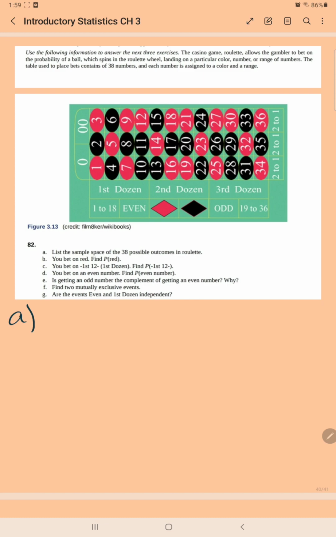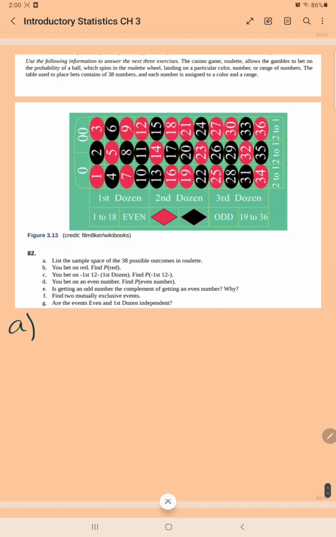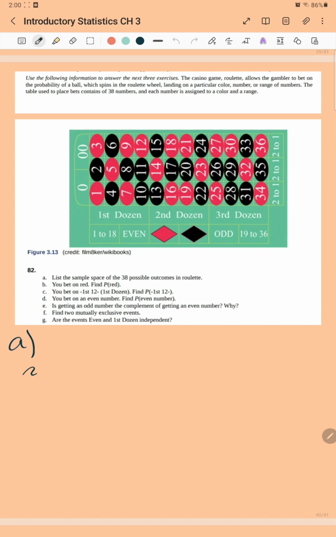Question number 82. List the sample space of the 38 possible outcomes in the roulette. So, what are the possible outcomes in this roulette? Let us write the sample space, which is S equal to. So, the first is 0, then double 0, then 1, 2, 3. Similarly, I am going to write it down.